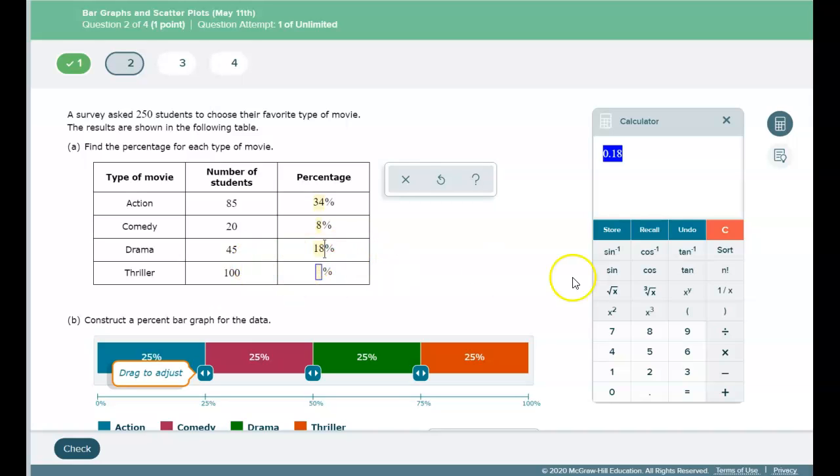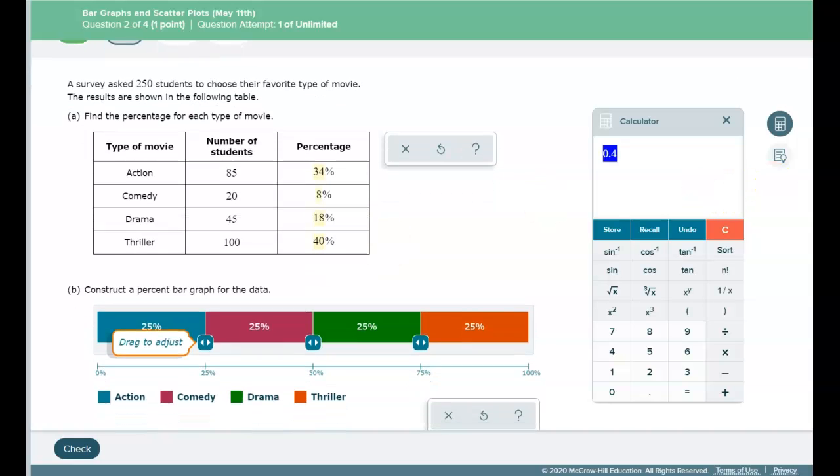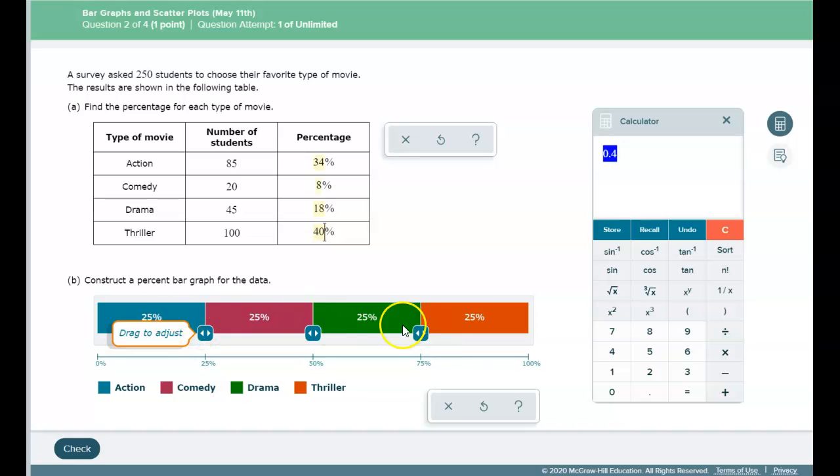And then last, thriller is 100. So take 100, divide it by 250, and I get 0.4, which if I move the decimal 2, you've got to be careful with this one that you don't think it's 4%. If I move the decimal twice, there would be a 0 there. So it's actually 40%.